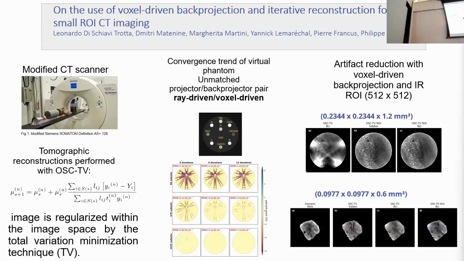In this work, we use a modified CT scanner suited for high-density materials, where an in-house reconstruction algorithm is used. We explore two different back projection techniques, Siddon-based ray-driven and voxel-driven with bilinear interpolation. The convergence trend of the algorithm using an unmatched projector-back projector pair is shown with a virtual phantom. For small samples, iterative reconstruction of the ROI and voxel-driven back projection produce sharper images with reduced location-induced blurring.